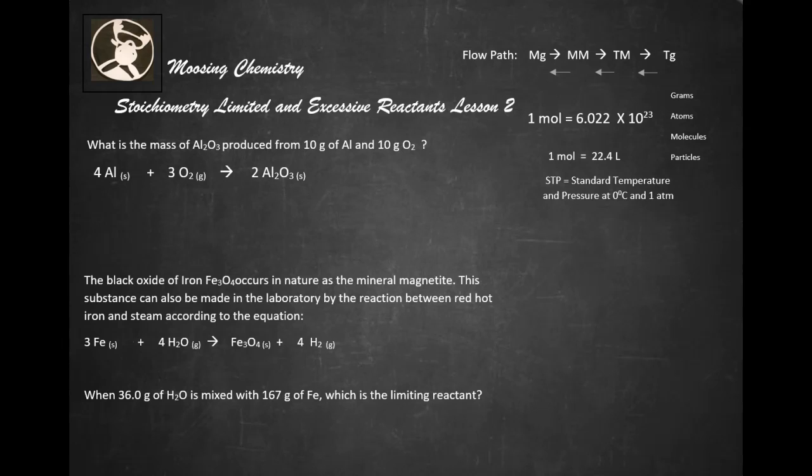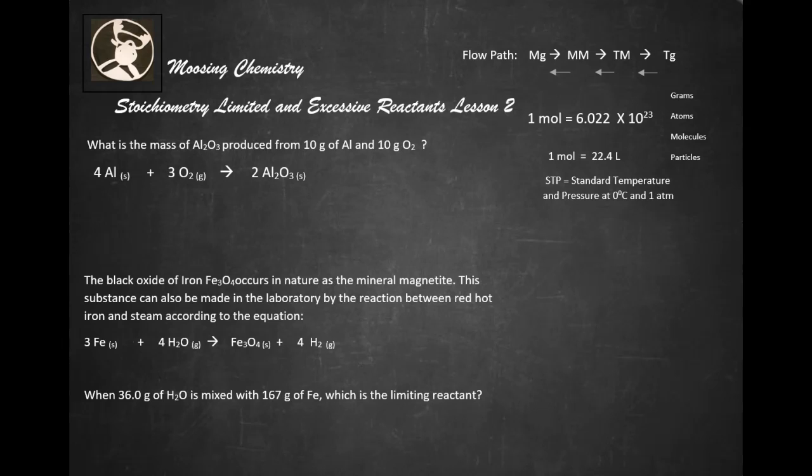Okay, let's look at the first problem. What is the mass of Al2O3 produced from 10 grams of Al and 10 grams of O2? Well, there's our balanced equation, and now we need to figure out what the mass of Al2O3 is. To do that, we have to also understand which ones are limited and which ones are excessive reactant.